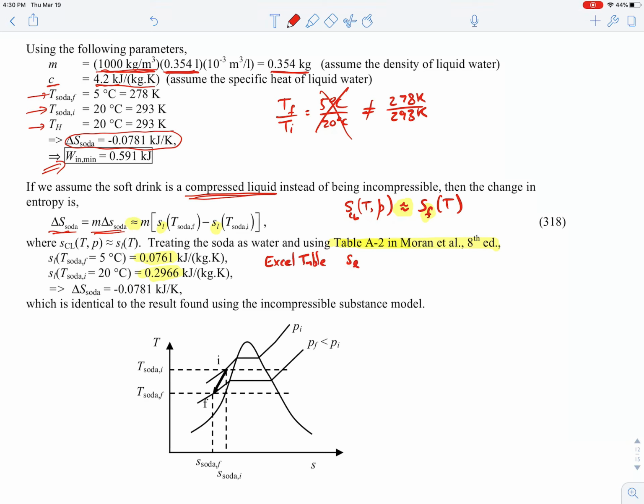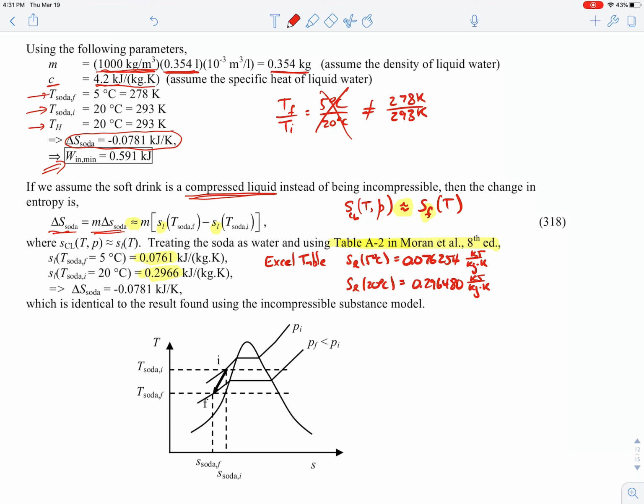The saturated liquid value at 5 degrees C, it's a little different. It's 0.076254 kilojoules per kilogram Kelvin. You can see it's a little different from what I had from the Moran and Shapiro tables. And then if you use the 20 degrees C, it's 0.296480 kilojoules per kilogram Kelvin. So the numbers look slightly different just because they use different reference values.